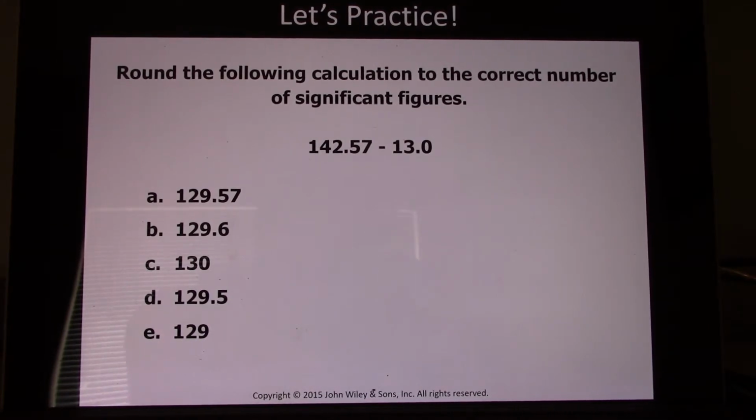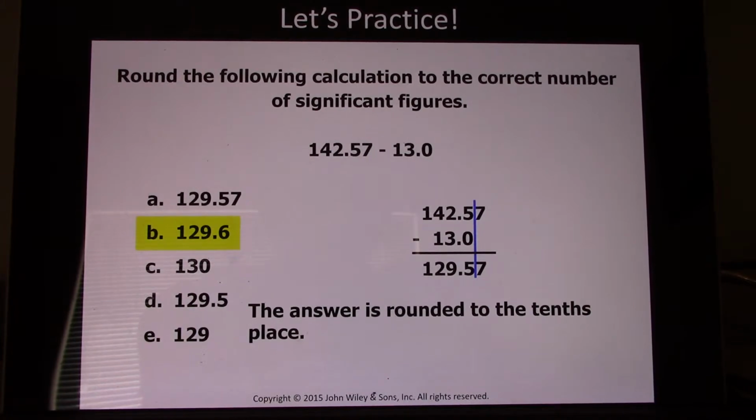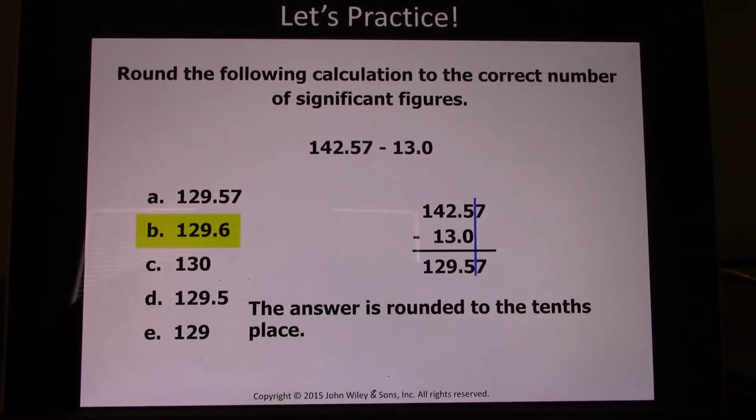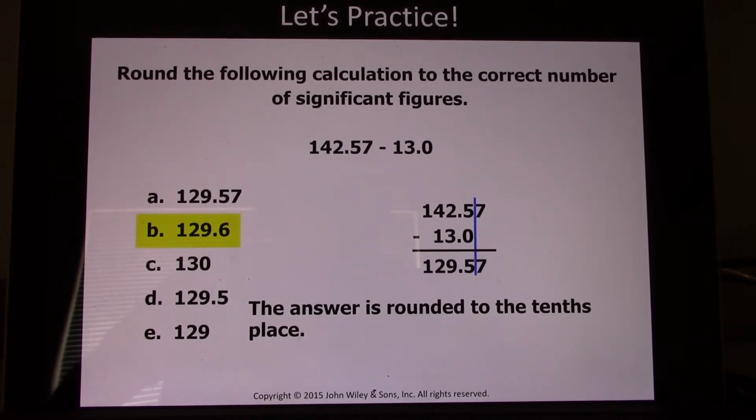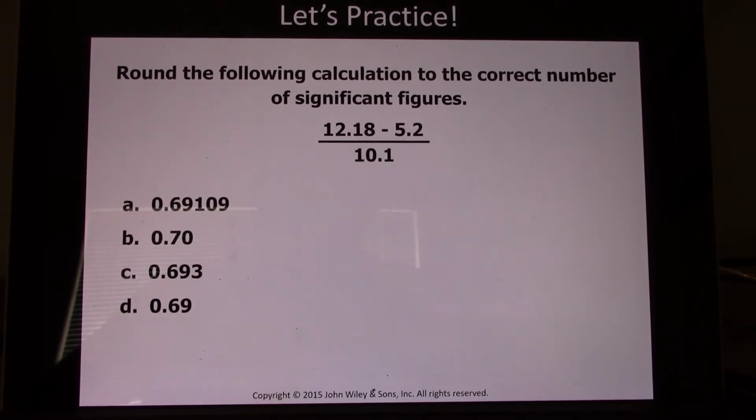In this one, 142.57 minus 13.0. Your first number goes to the hundredths. Your second number goes to the tenths. Your least precise number, your sloppiest number, is 13.0 because it's plus or minus 0.1, whereas the other one was plus or minus 0.01. Therefore, our answer will go to 0.1. And the first number we chop off is a 7. We round up, 129.6.